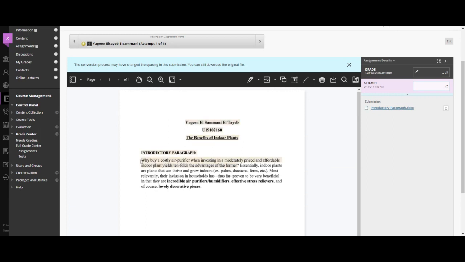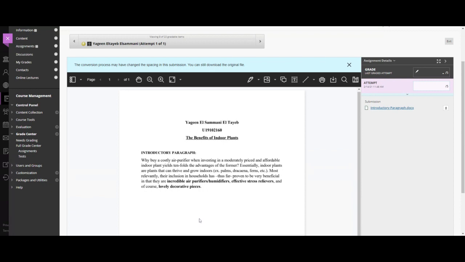Excellent. And she starts with a question. Why buy a costly air purifier when investing in a moderately priced and affordable indoor plant yields tenfold the advantages of the former? Excellent. Essentially, indoor plants are plants that can thrive and grow indoors. Example, palms, dracaena or ferns. These are types of indoor plants. Most relevantly, their inclusion in households has thus far proven to be very beneficial in that they are incredible air purifiers, humidifiers, effective stress relievers, and of course, lovely decorative pieces.